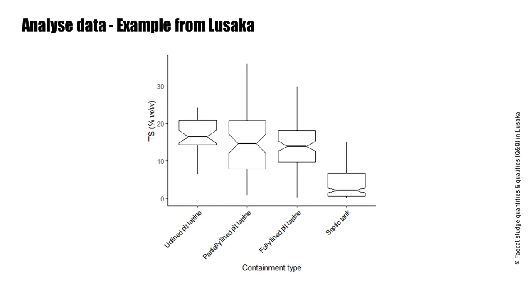In the box plot, you see the median, 25th, and 75th quartiles. The notches around the median are the confidence interval. If the notches don't overlap, meaning this part does not overlap with this part, the categories are significantly different.